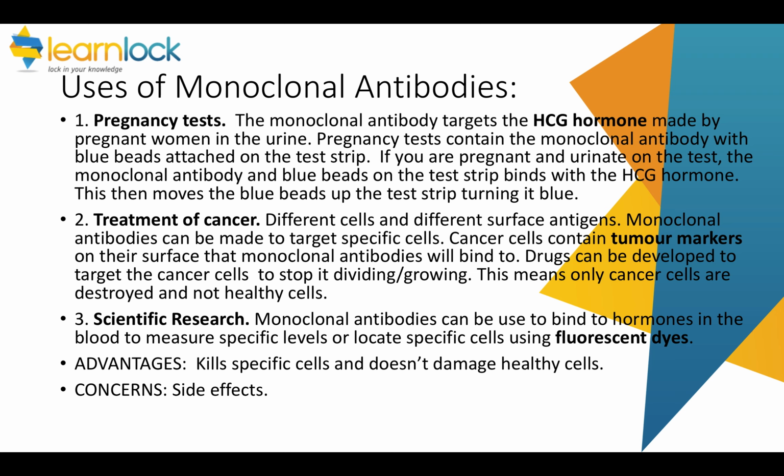One, pregnancy tests. So in a pregnancy test, there are monoclonal antibodies that target a hormone called HCG that you would only make if you were pregnant. Pregnancy tests have the monoclonal antibodies stuck to blue beads on a test strip. If you then wee or urinate on the strip, the monoclonal antibody in blue beads bind to the hormone in the urine. This then moves the blue beads up the strip and then turns it blue.